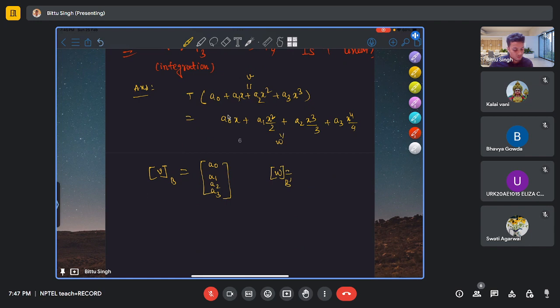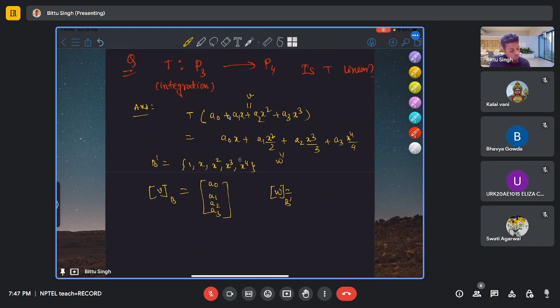Here we need another thing, that is B dash is that basis 1, x, x square, x cube, x to the power 4. So with respect to this basis, this is same as 0 because there is no constant term. There will be 0. Then A0 times x. Then A1 by 2 times x square. And the last entry will be A3 by 4 times x cube. A3 by 4, sorry, there will be another entry, A2 by 3, and A3 by 4.